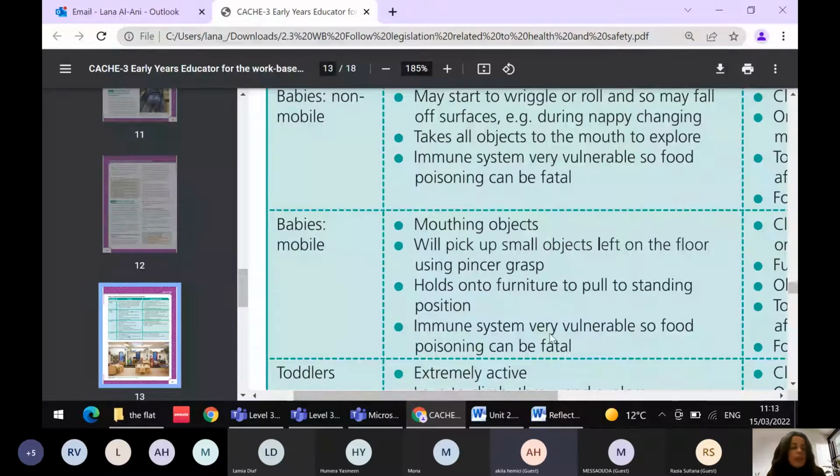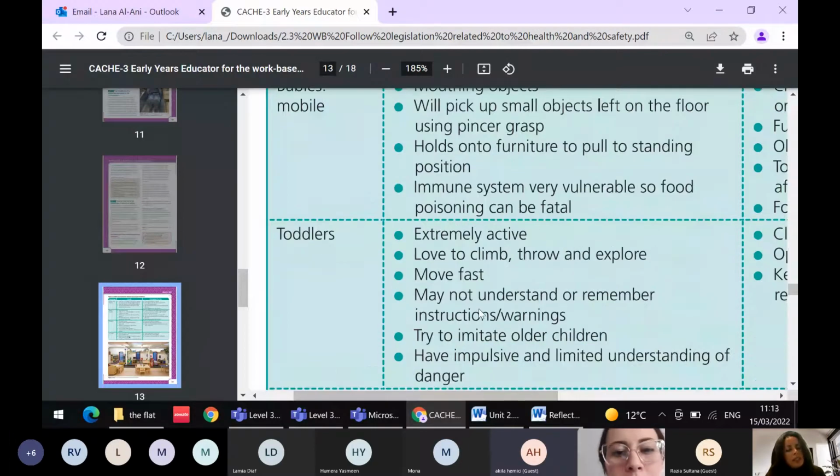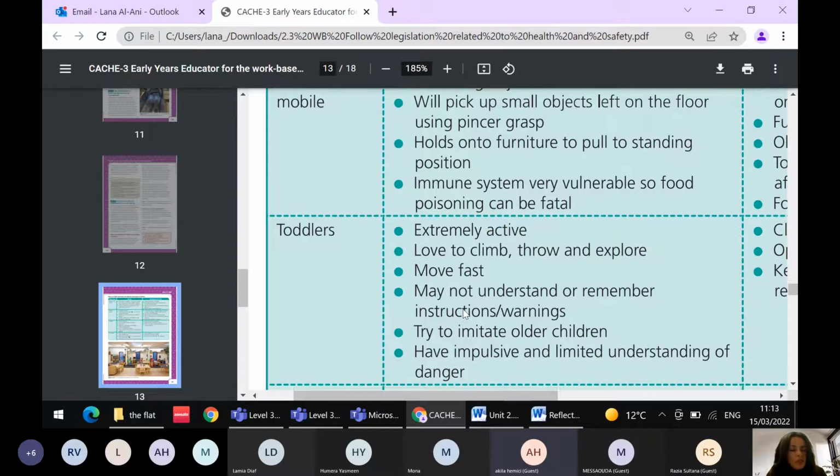Maybe they put something in their mouth. Maybe they pick up any dirty object from the floor and eat it. So there are so many risks involved. If they are toddlers, there are so many risks involved. If they are extremely active, they might climb and fall. They might start jumping and step on their friends' feet. They might hurt themselves doing any activities. So we need to monitor them.